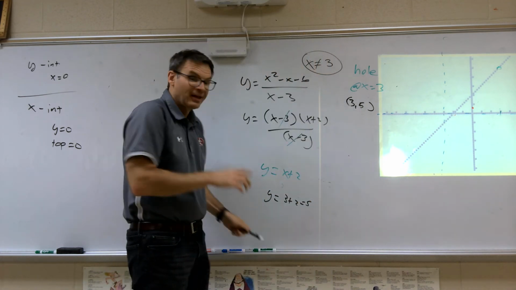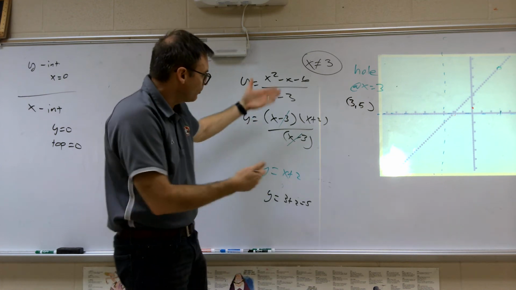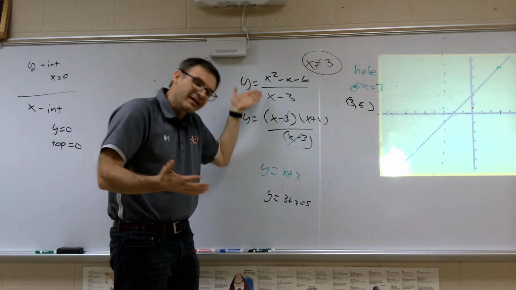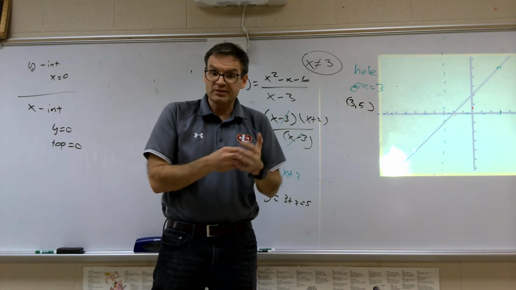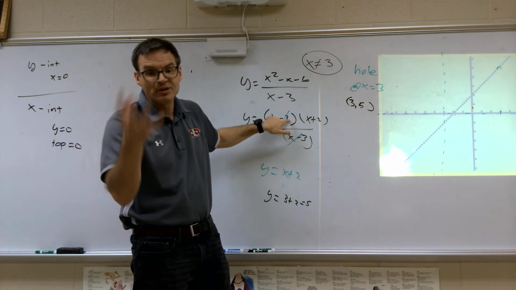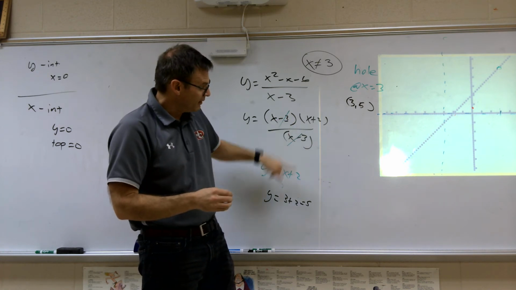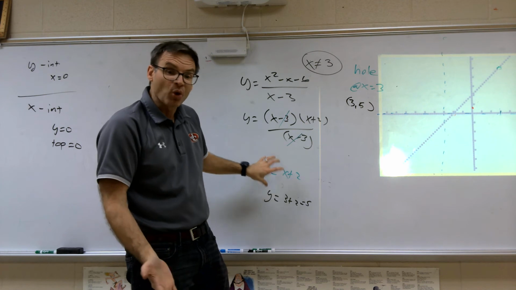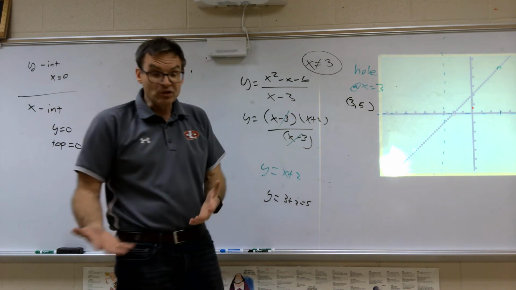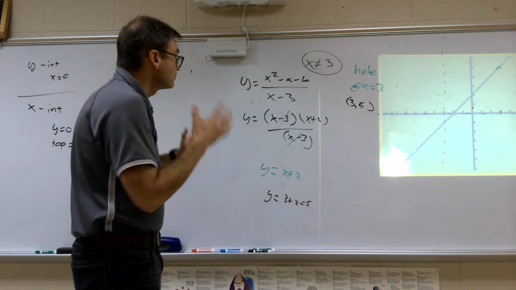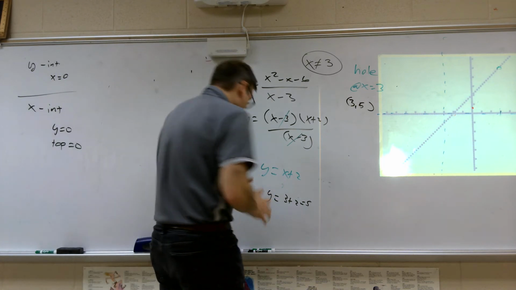So, how do you find a hole? First, you have to clean stuff up. Whenever you factor and cancel, that's going to create a hole. Whatever value of x, like if x minus 3 cancels, that means we're going to have a hole at 3. Once you find the x value, you plug it back into the simplified version to find the y value. And then that gives you where your hole is. So with that, now we need to do a couple more examples.